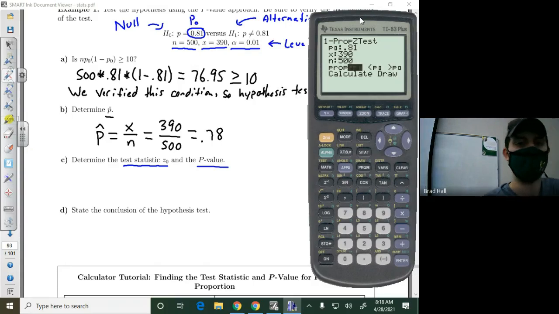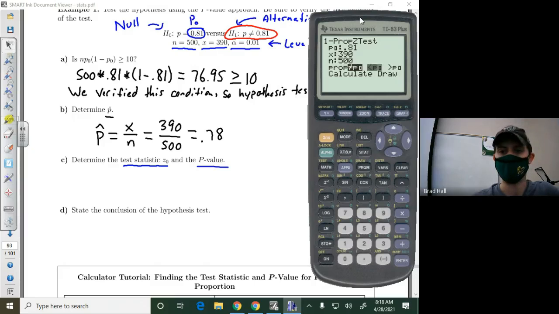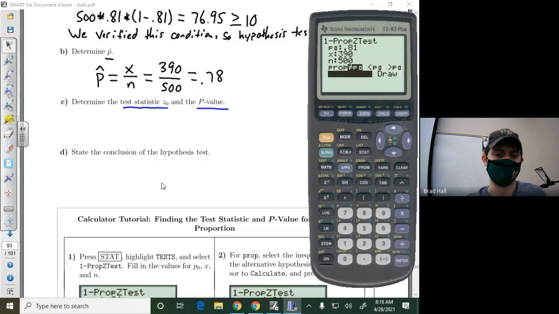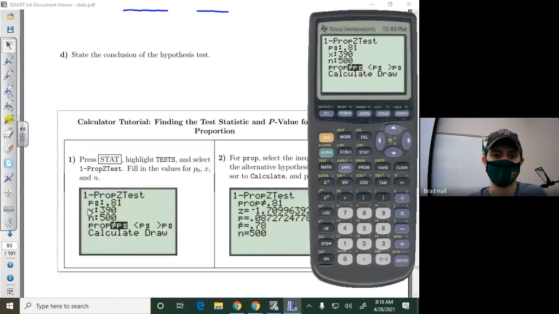The alternative hypothesis tells us that we have a not equal sign. Well, guess which one of these we select? The not equal one is already selected. So we follow that in reference to whatever the alternative hypothesis tells us. So you should have exactly what's on my screen. Once you have that, you can calculate. Again, that's the screen that corresponds to this part of my notes.